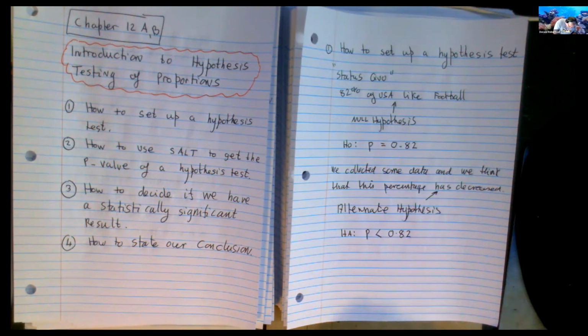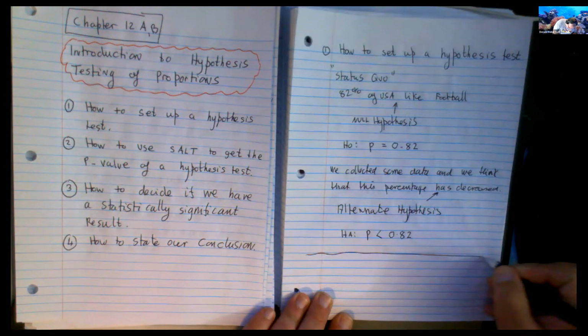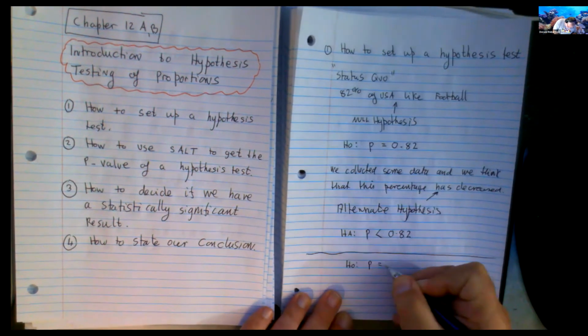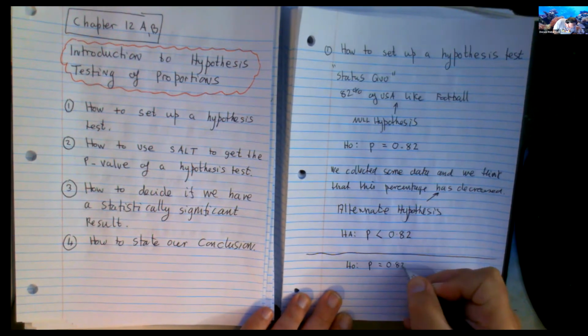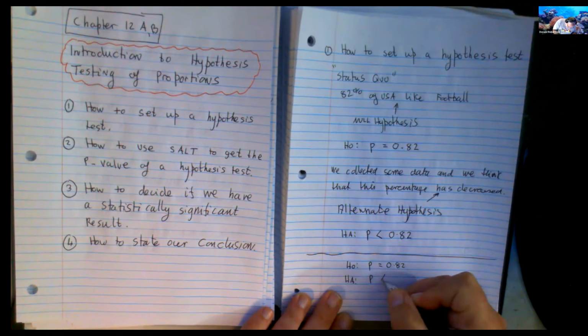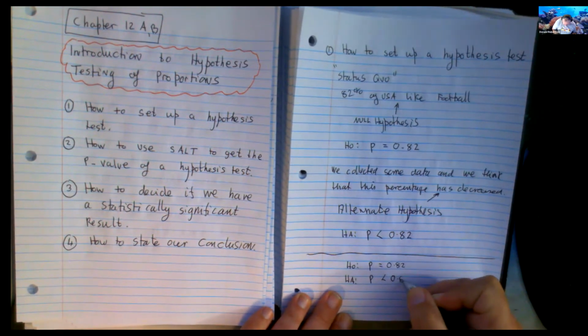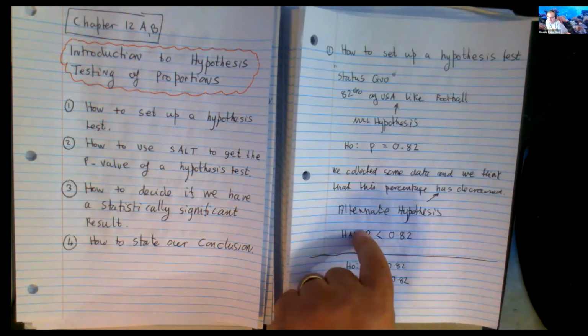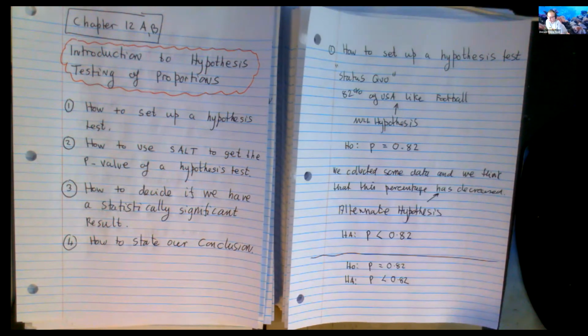Now, you normally write them together. So you would write it like this. H naught, P equals 0.82. And HA, the alternate, P is less than 0.82. And you'll get questions in your homework where they tell you a story. And then they say to you, write down the null and alternate hypothesis. And when you're being asked to do it, you're going to write these 2 guys down.